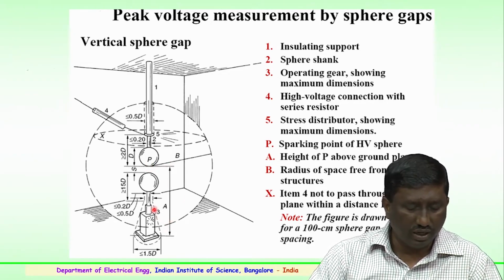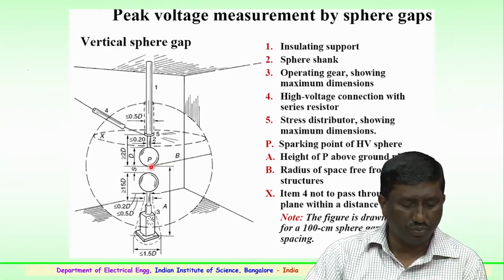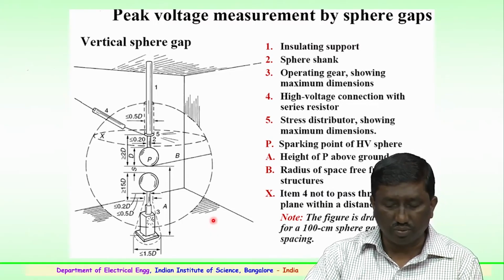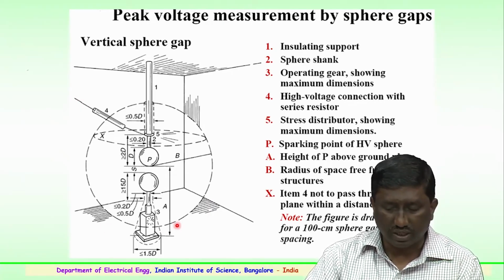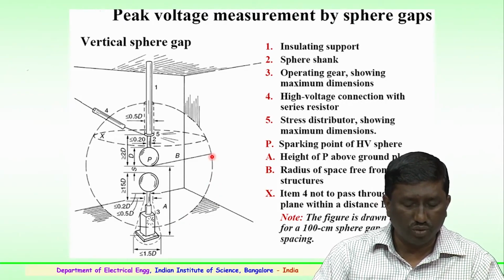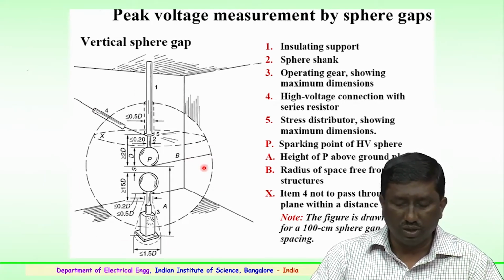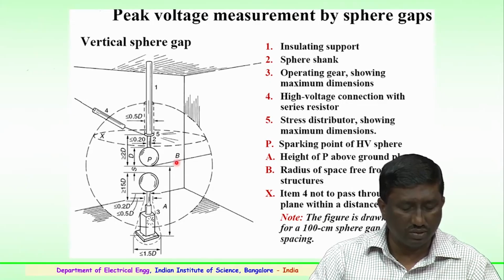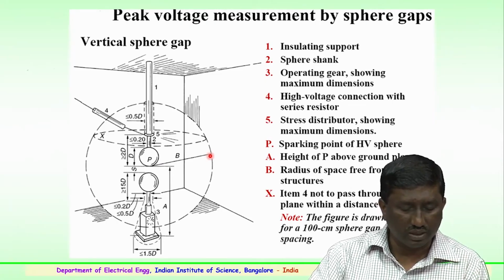The radius B shows the distance from the peak point of the sphere to the outer circumference, shown here in the dotted line. It represents the radius of the entire space surrounding the sphere gap from external structures. It is advisable that external metallic structures should not be in the vicinity of the sphere gap assembly. The minimum radius is mentioned as per the standard being followed, and this is the minimum clearance that has to be maintained.